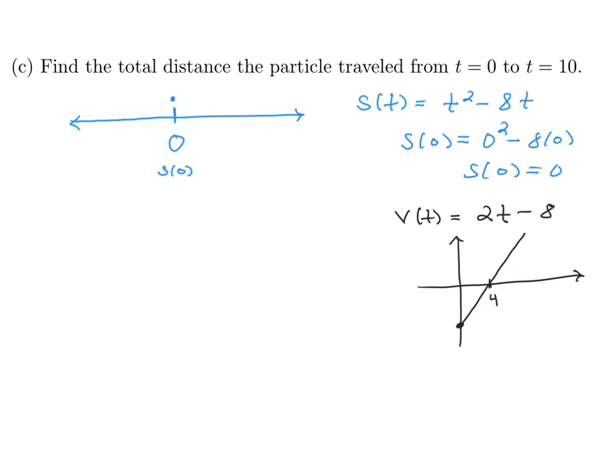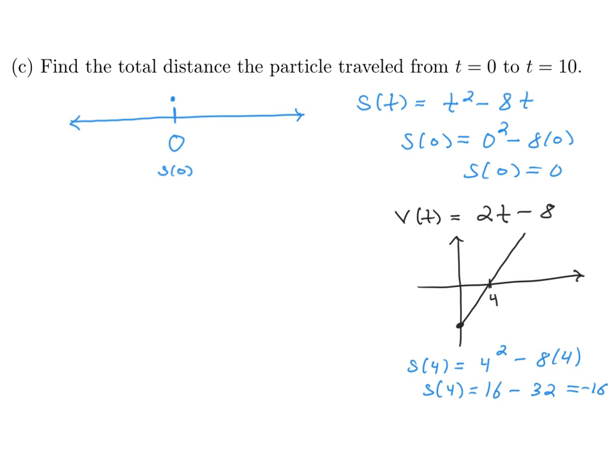Here's how I'll do it. I know where it started. Again, that was s of 0. I want to see how far it goes left. That means I should next figure out, well, where is s of 4? So where's this particle after 4 seconds? That is 4 squared, which is 16, minus 8 times 4, which is 32. So this is 16 minus 32, that's negative 16.